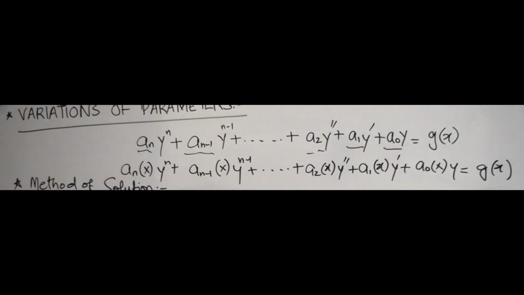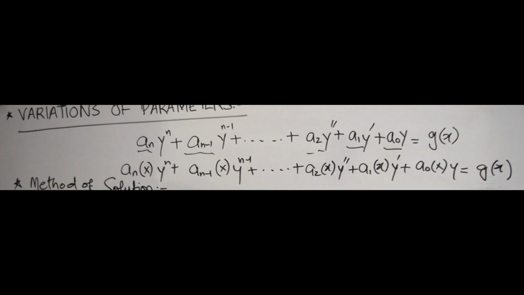So here, if we don't have constant coefficients, in case we have functions of x, like a_n(x) y^(n) plus a_(n-1)(x) y^(n-1), this is a more generalized kind of linear differential equation of higher order. So what method do we use? We use the method of variation of parameters. So what is this method?